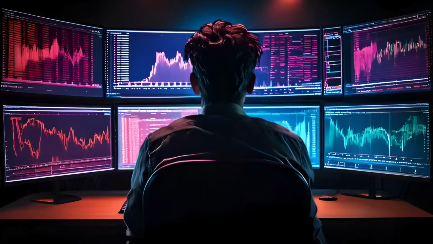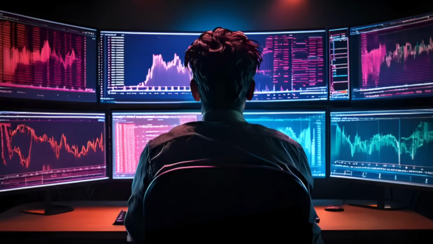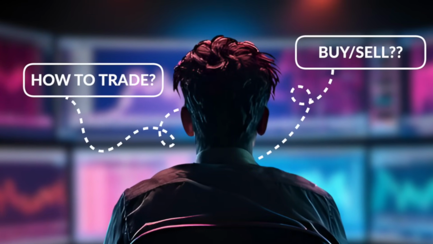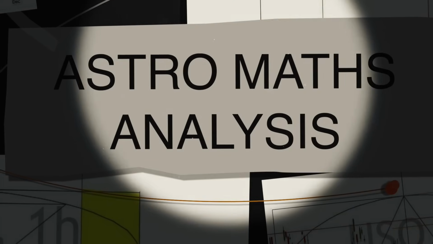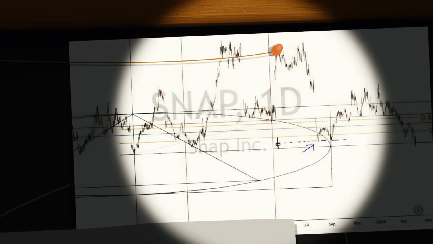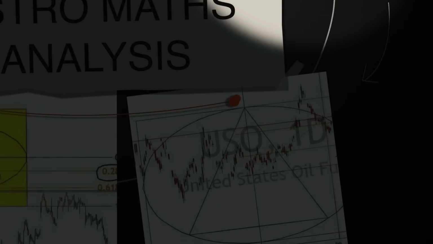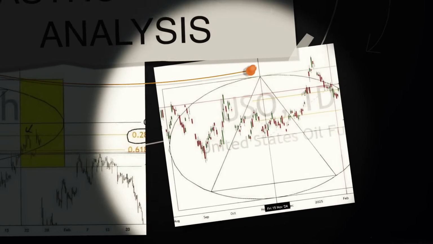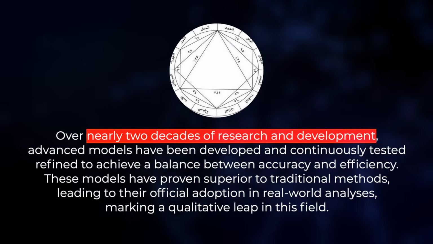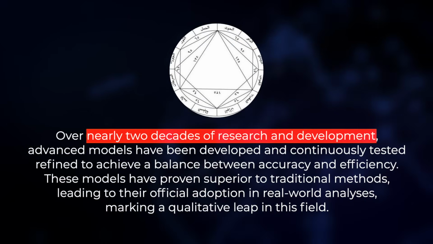If you've ever looked at a price chart and thought there's got to be a better way to make sense of all this madness, you're definitely not alone. Today, we're diving into something unique and kind of fascinating, a technical trading system that uses a mix of math, geometry, and lunar cycles. Yeah, you heard it right. It's called Astromath analysis, and it's the result of nearly 2 decades of testing and refinement.